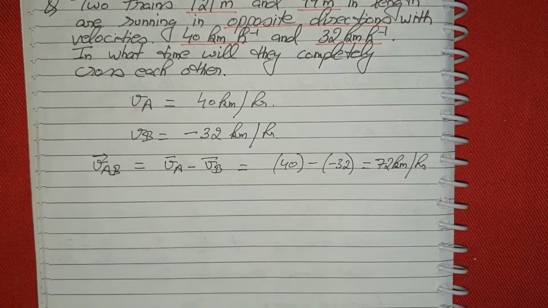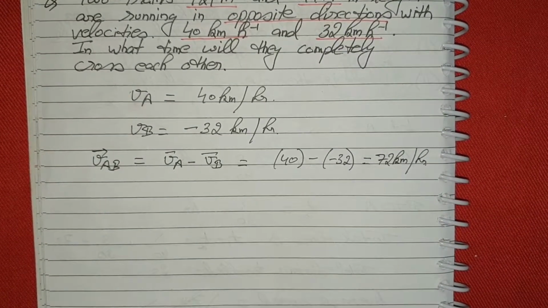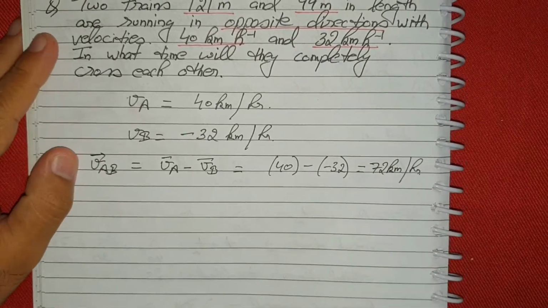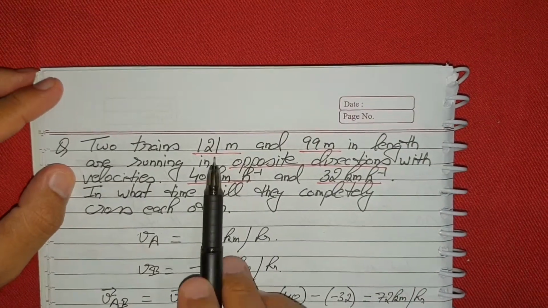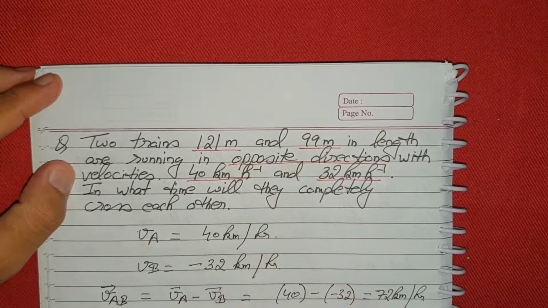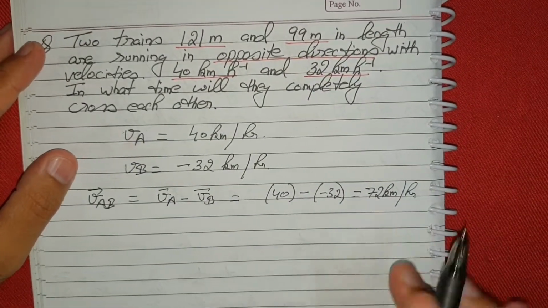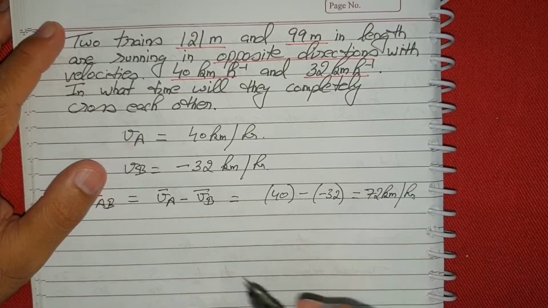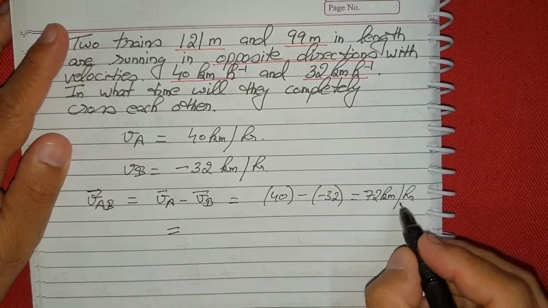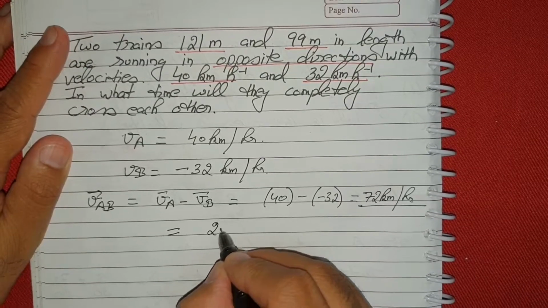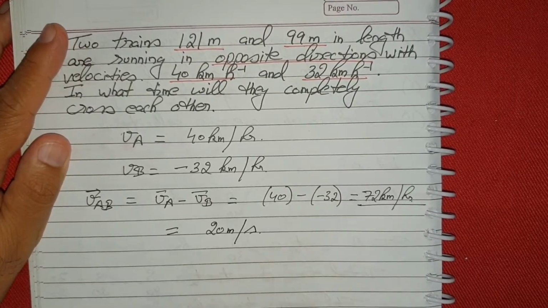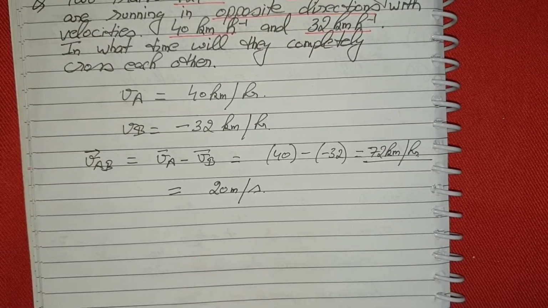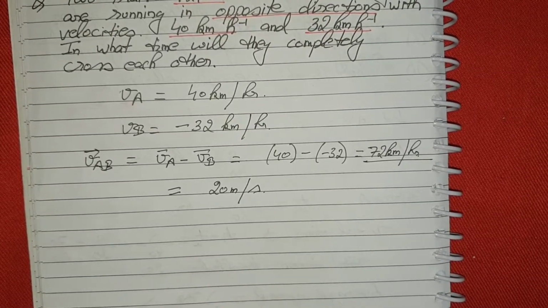So they are moving in opposite directions, so their velocities will add up, 72 kilometer per hour. Now this is kilometer per hour and the length of the train is given in meters, so it's better to convert it to meter per second. 72 kilometer per hour will be converted to 20 meter per second. Now 20 meter per second is their relative velocity.